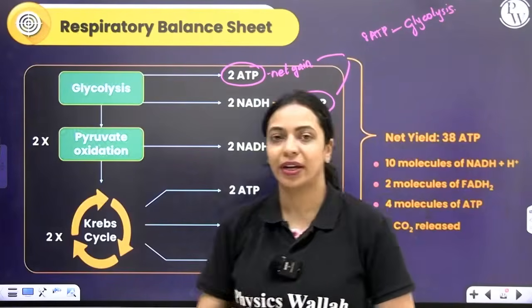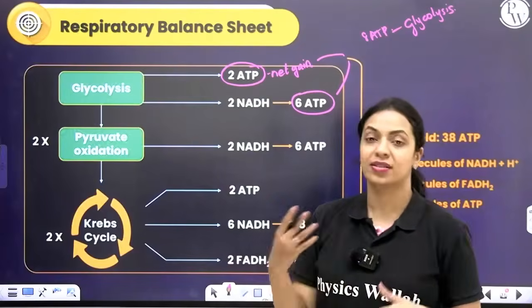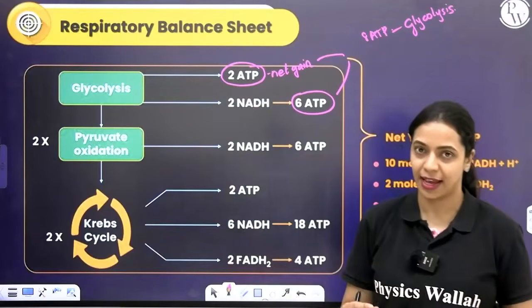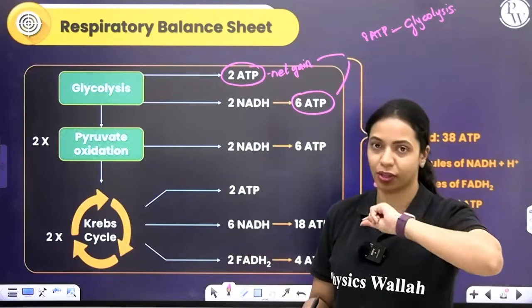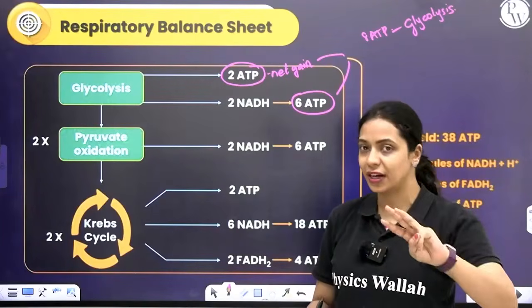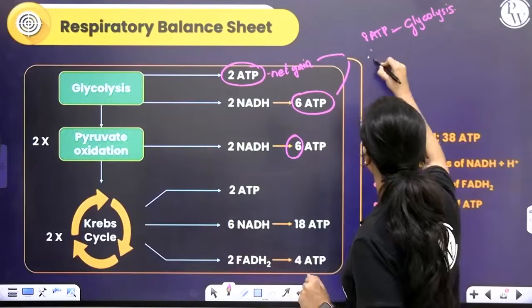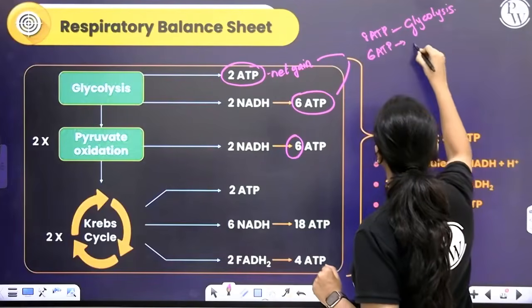Talking about pyruvate oxidation, which is also called oxidative decarboxylation or link reaction, 2 NADH are formed for 2 pyruvic acid molecules. Each NADH is equivalent to 3 ATP, so we get a total of 6 ATP from link reaction.